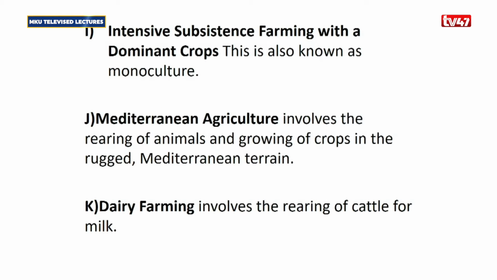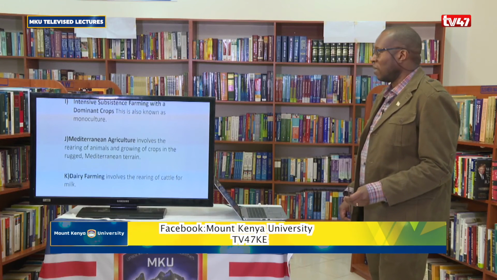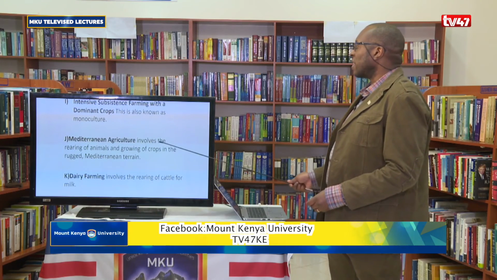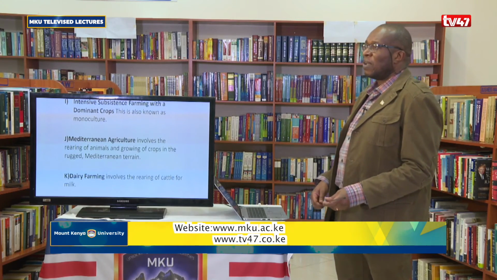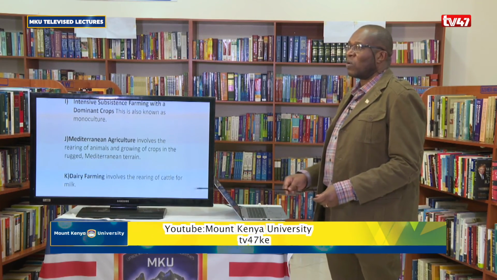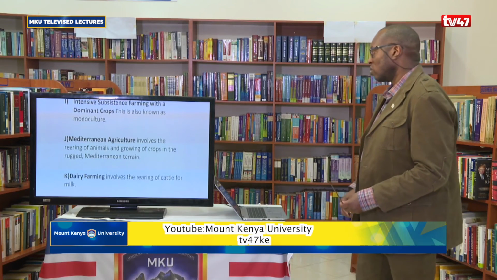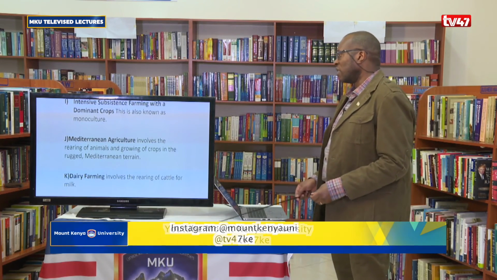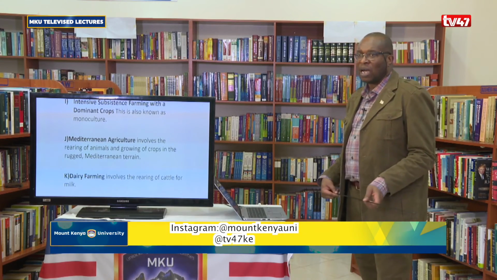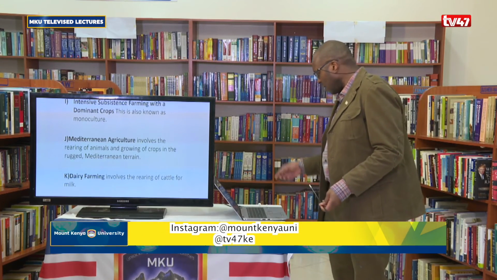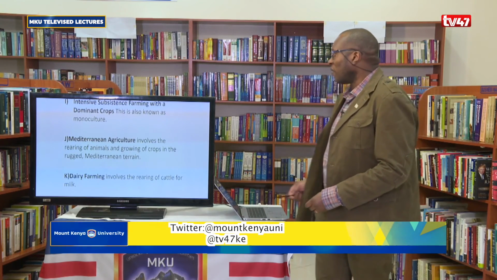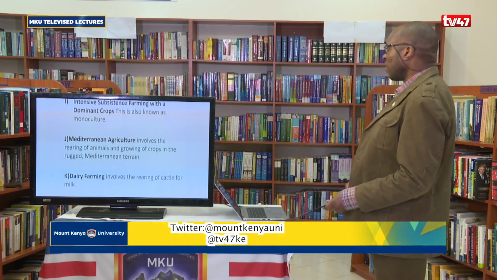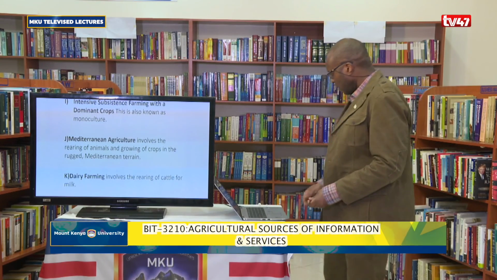Then you have intensive subsistence farming with the dominant crops, which is known as monoculture. Then Mediterranean agriculture, which is normally around the Mediterranean Sea, from Portugal all the way around to Morocco. Portugal, Israel, Syria, Lebanon, all the way up to Morocco and the Maghreb countries of Africa. Then we have dairy farming, which involves the rearing of cattle for milk.